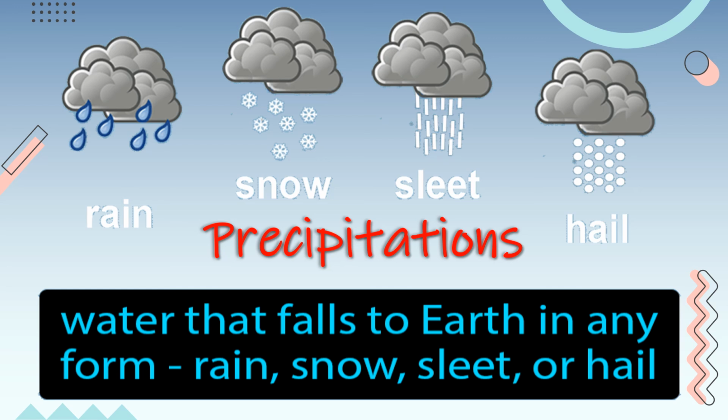The next one is hail. So hail is a form of solid precipitation. Hail often falls during a thunderstorm in the summertime. So hail can be as big as your fist.